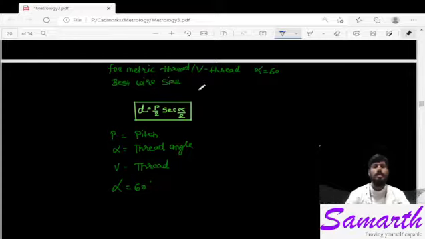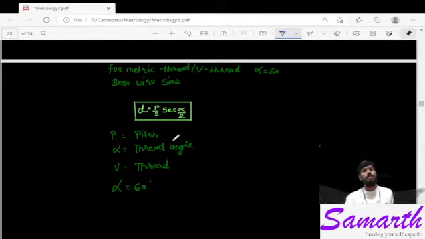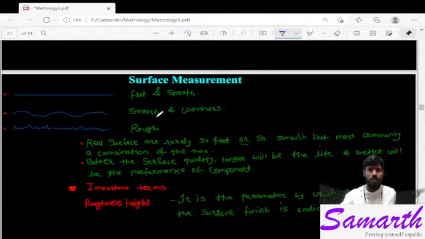Then how will we decide the diameter of this wire, which will be called the best wire size? This will be equal to D equal to P by 2 sec alpha by 2. We know these values, so we will put these values in and get the required diameter of wire for the three wire method, which is used for the thread measurement.